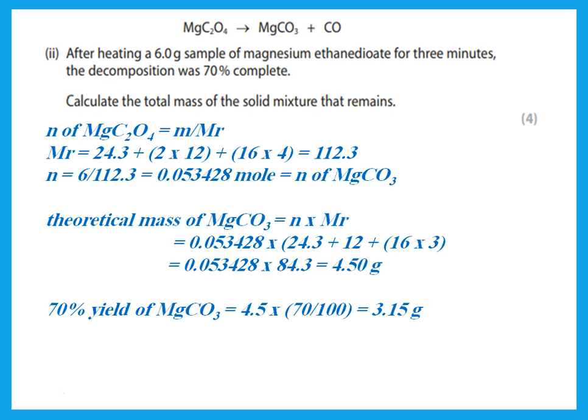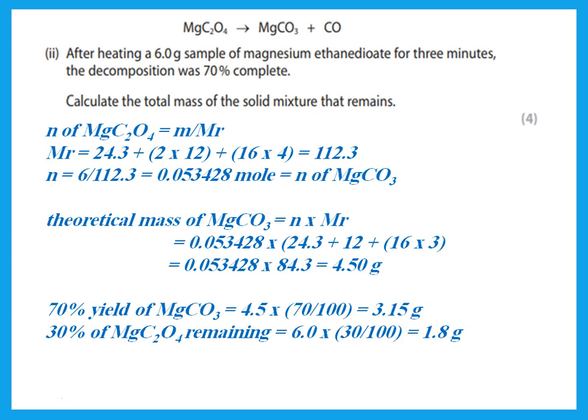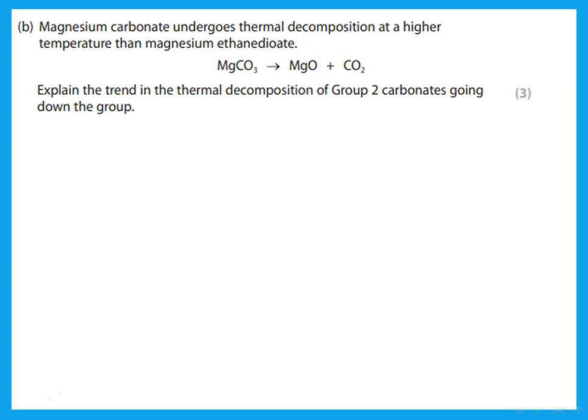If only 70% of my initial compound reacted, that means I'm still left with some of that solid. Now, how much of that solid is remaining? It's 30% of the 6 grams. So I still have 1.8 grams of that magnesium ethanedioate, and that means the total mass of solid remaining is the sum of these two masses.